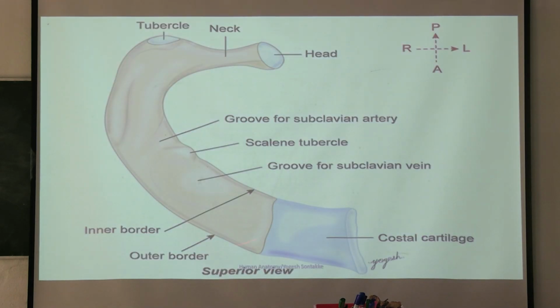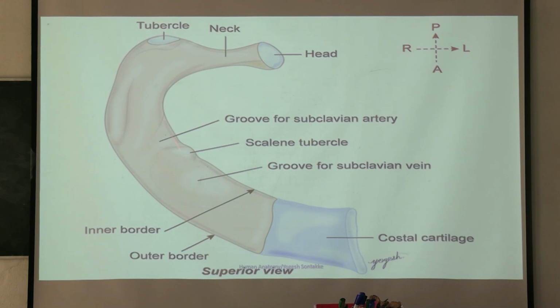See, this is first rib. It is the shortest and stoutest rib. Here is the head, neck, tubercle, only articular area is present. This is upper surface and below will be the lower surface. Here is the inner border and this is the outer border. And this is scalene tubercle.